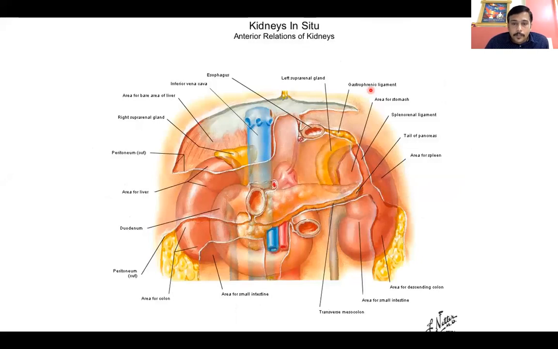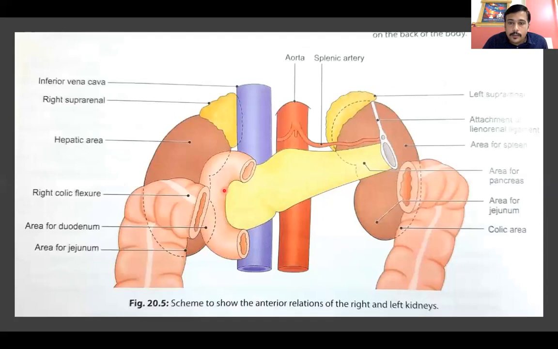This is another picture where you can see the pancreas is being related here. And even the suprarenal glands are seen, and the duodenum is seen here. The second part of the duodenum, you can see the vertical part or the descending part. And also the peritoneal covering you can see here. In this picture, you can see once again the hepatic flexure as well as the splenic flexure and the beginning of the descending colon.